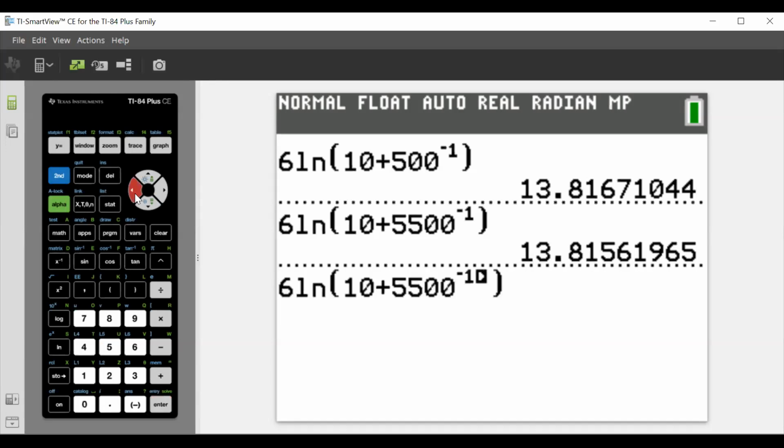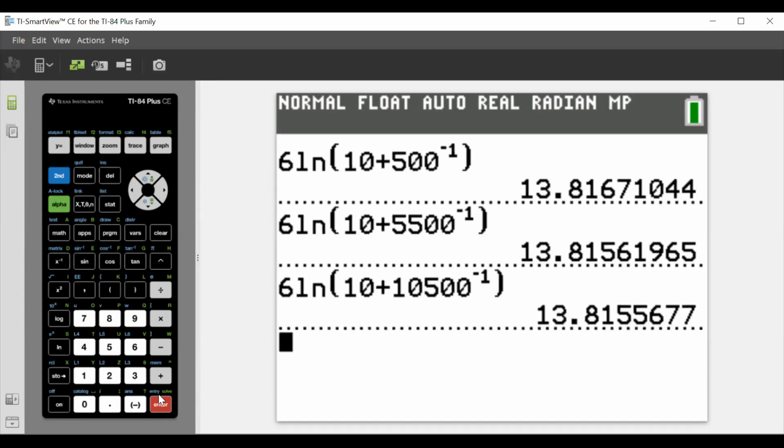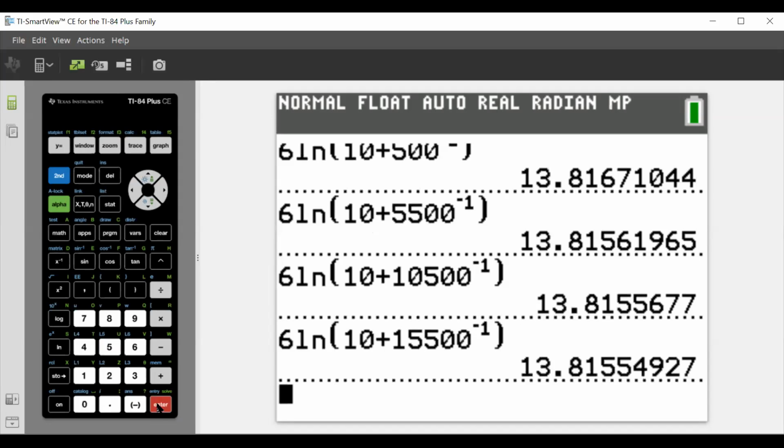All right, now let's do another 5,000. That gives us 13.8156 again. Here you can see those are a little bit different, but to 3 decimal places it's a 6 and that's a 6. So let's keep going. Now we'll go up to 15,000, and that's going to give us 13.8155.